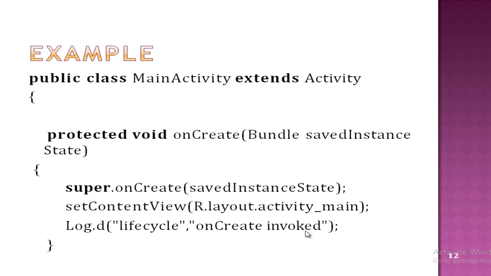So that will print that the life cycle onCreate method was called, right? So you have to remember protected void onCreate, right? And using the onCreate method, you can start interacting with the user, or we can say make the activity visible to the user.